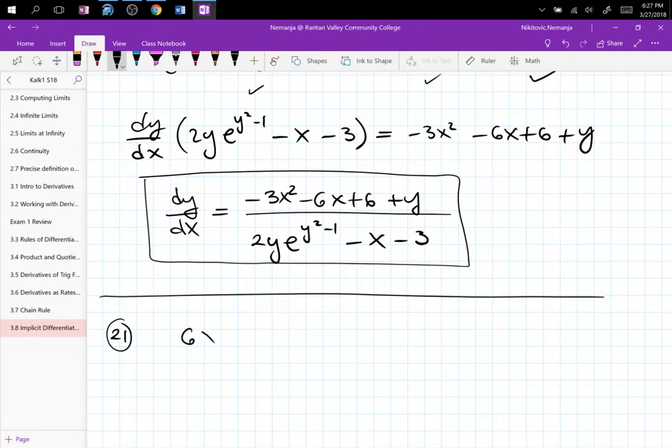All right, 6x cubed plus 7y cubed is equal to 13xy. So we're just looking for the derivative of this.